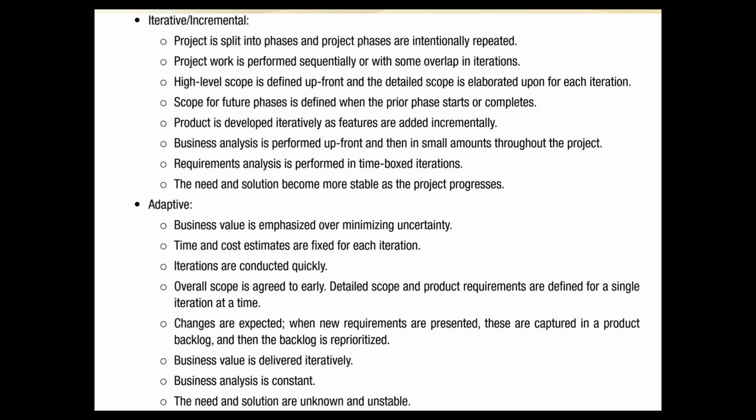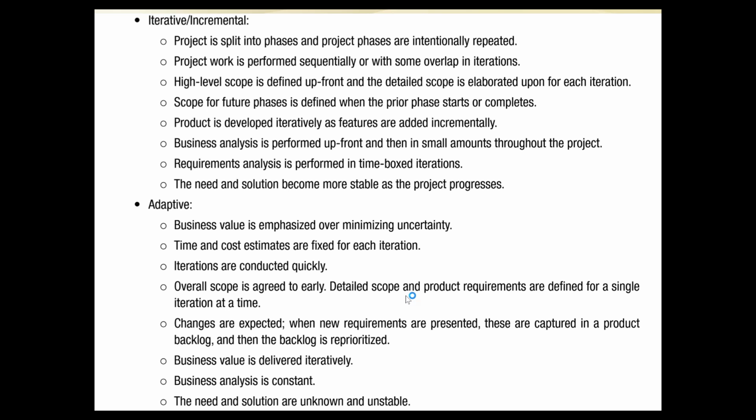And in an adaptive life cycle, which we call agile, business value is emphasized over minimizing uncertainty. Time and cost estimates are fixed for each iteration. Iterations are conducted quickly. Overall scope is agreed to early. Detailed scope and project requirements are defined for a single iteration at a time. Changes are expected. When new requirements are presented, these are captured in a product backlog and then the backlog is prioritized. Business value is delivered iteratively. Need and solution are unknown and unstable. Adaptive life cycle methods are also referred to as change-driven or agile methods.